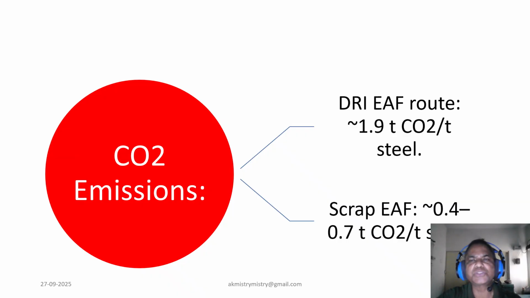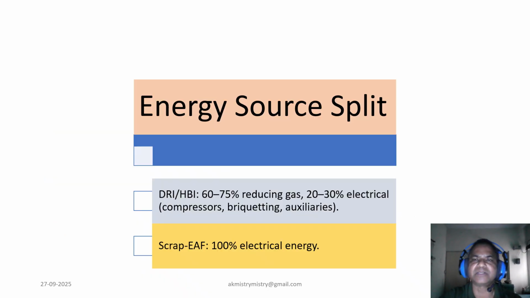In terms of energy sources, DRI HBI relies heavily on the reducing gas, about 60 to 75% of the total energy input, whereas scrap depends fully on electricity. So we come across that the electricity component is very important.